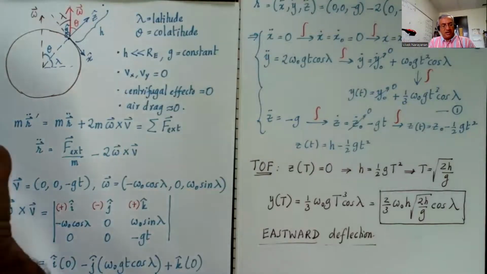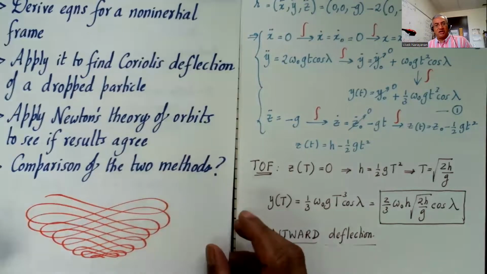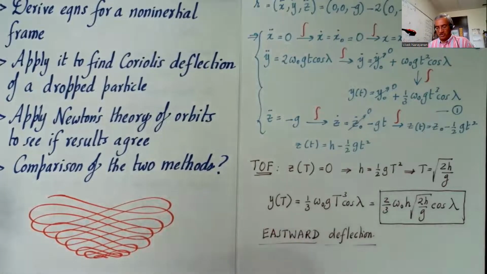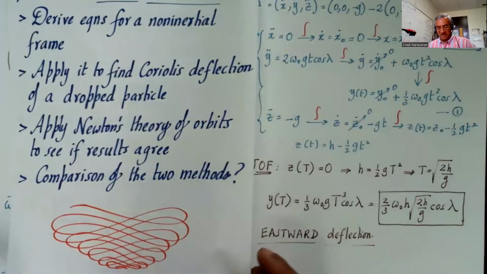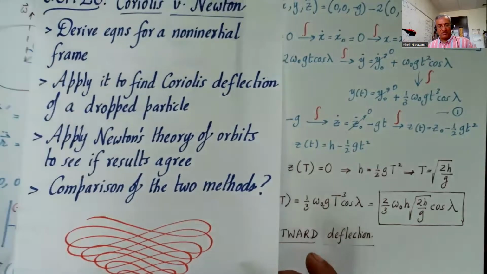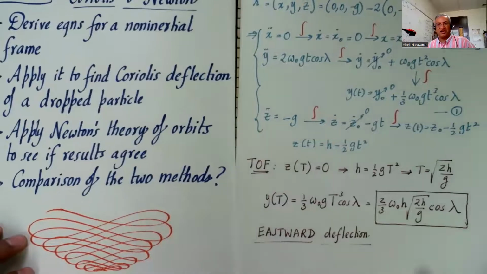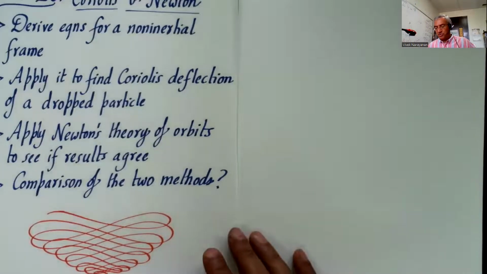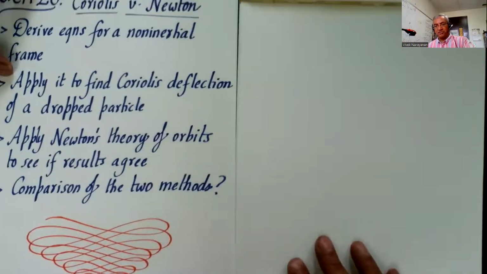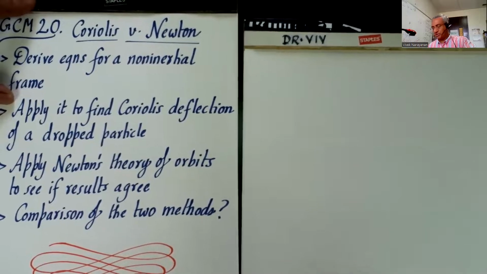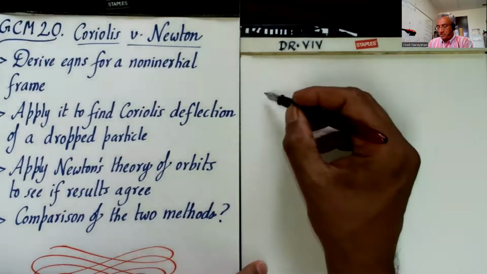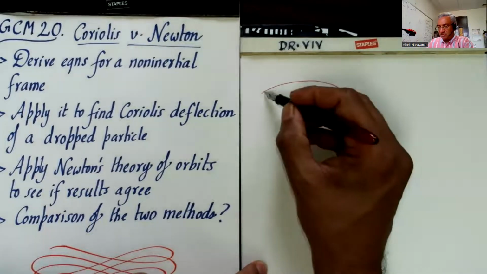Well, our final agenda item is to apply Newton's theory of orbits to see if the results agree with Coriolis's computation. So this is by far the neatest part of this video, I think, because Newton's theory is completely different. What happens in Newton's theory is that particles travel around the sun in an elliptical orbit. So let's remind ourselves of the essential facts of Newtonian theory. Here's an ellipse.